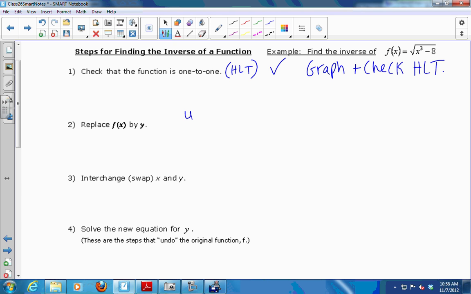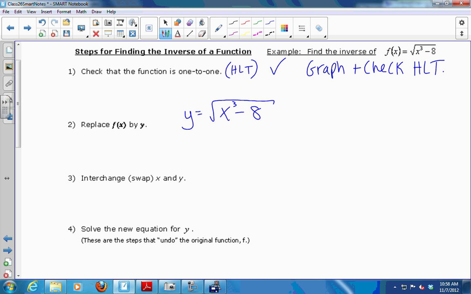Step 2 is we replace f of x with a y. So we're going to write y equals the square root of x cubed minus 8. So we're saying if f of x had some value, some number y, like in the previous example we had a 31, I'm going to call that value a generic unknown value y.